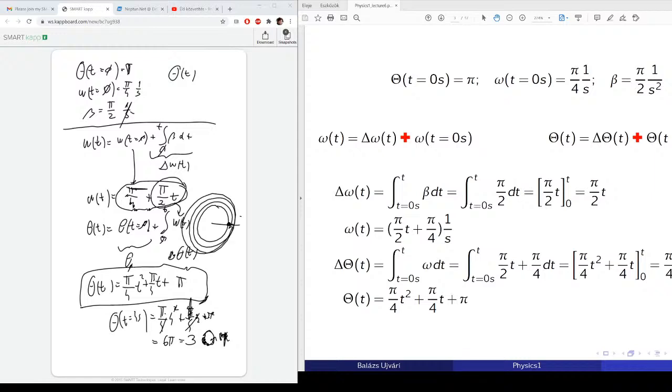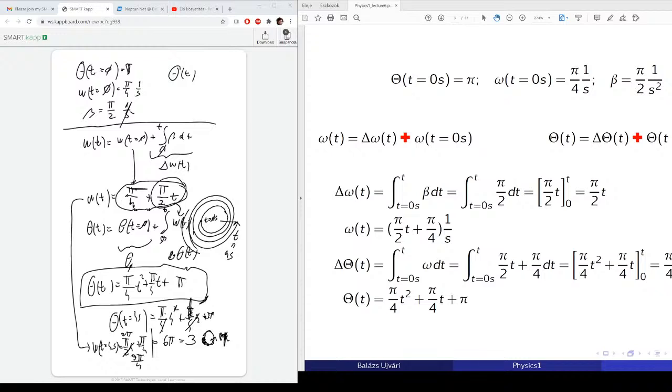So the answer is the body is here, but after moving 3 times. Technically it started from here because at t equal 0 it was at pi. So let me draw again. At t equal 0 it was here, and then 1, 2 and 3, and this is the t equal 4 second. And of course I can ask anything, so what is the omega at t equal 4 second? I can use its formula. It's pi over 2 times 4 plus pi over 4, this is 2 pi, this is pi over 4, so 9 pi over 4.